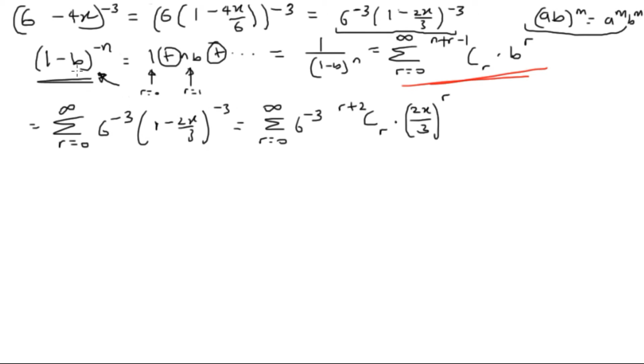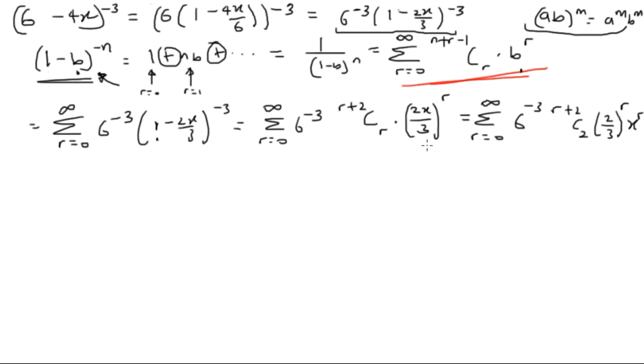So if you compare it, this is b, this is 1, and of course this is 1. So 6 raised to power minus 3 is just a coefficient. So that is actually equal to the infinite sum from r equals 0 of 6 raised to power minus 3, times (r plus 2) combination 2, times (2 over 3) raised to power r, times x raised to power r.